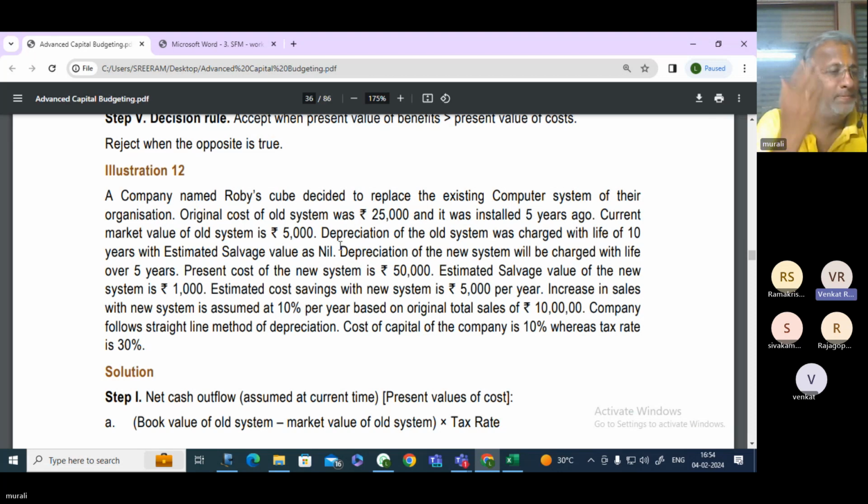Alright, sir. A company named Robi Cubes decided to replace the existing computer system of their organization. Original cost of the old system was 25,000 and it was installed 5 years ago. Current market value of the old system is 5,000. Depreciation of the old system was charged with a life of 10 years with estimated salvage value as nil. Depreciation of the new system will be charged over a life of 5 years. Present cost of the new system is 50,000. Estimated salvage value of the new system is 1,000. Estimated cost savings with the new system is 5,000 per year. Increase in sales with the new system is assumed at 10% per year based on original total sales of 10 lakhs. The company follows the straight line method of depreciation. Cost of capital is 10%, whereas tax rate is 30%.